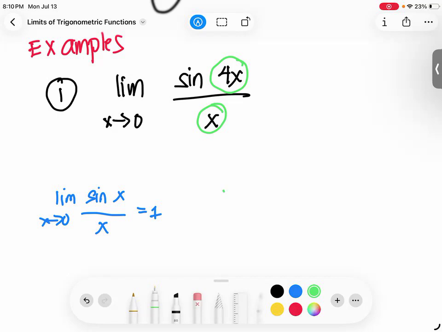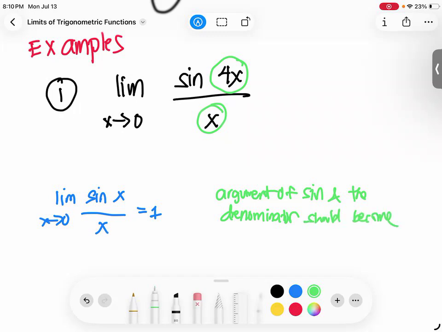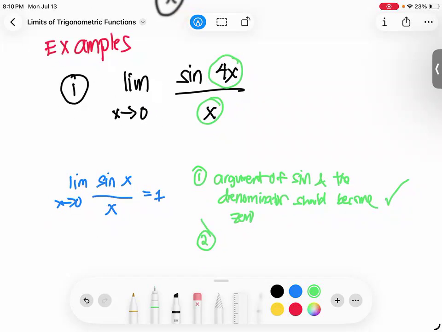Argument of sine and the denominator should become 0. That's the first condition. Check. The second condition is that the argument of sine and the denominator should be the same. Now, for this example, they're not the same. One is 4x, one is x.